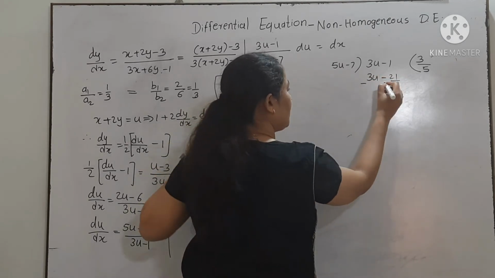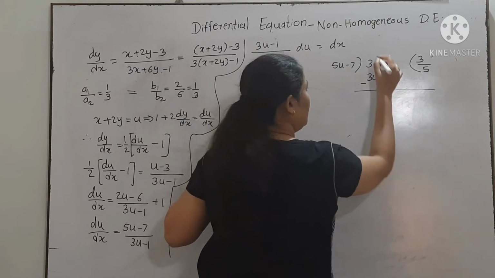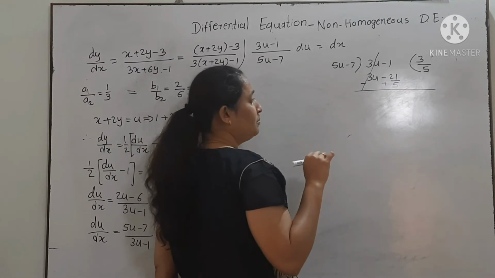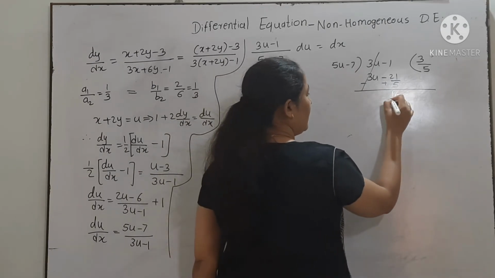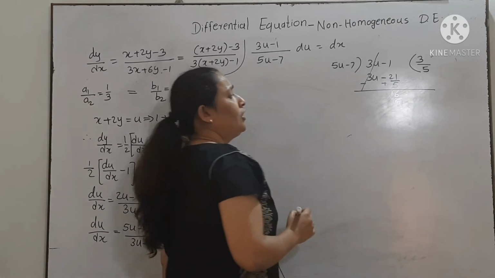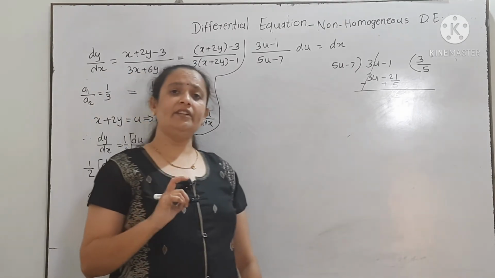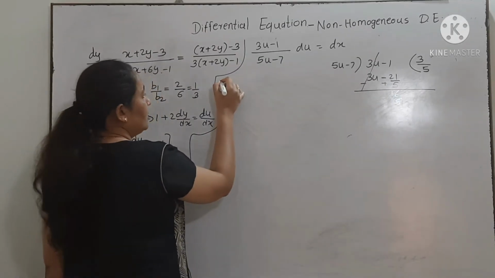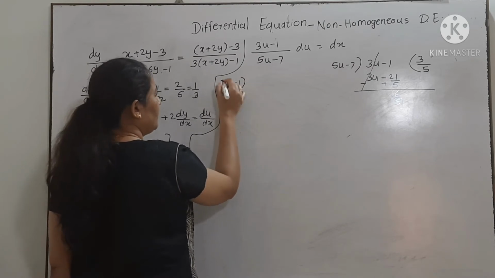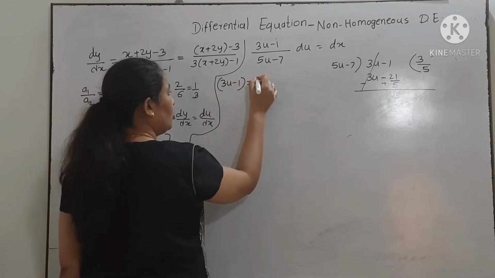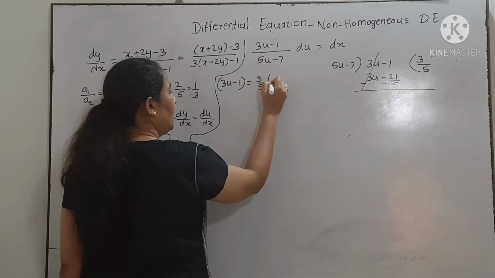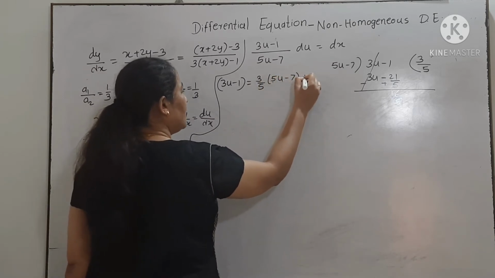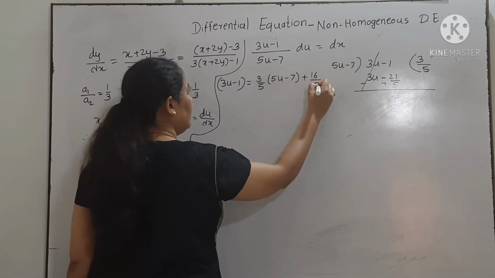Take their subtraction, minus plus. Plus 3u minus 3u will get cancelled. Minus 1 plus 21 by 5 is 16 by 5. Now we know the relation between dividend, divisor, quotient and remainder, that is, 3u minus 1 equal to quotient. Quotient is 3 by 5 into divisor, that is 5u minus 7, plus remainder, that is 16 by 5.